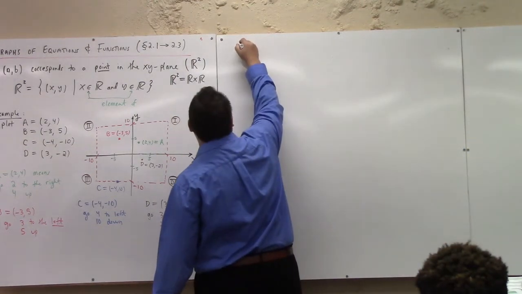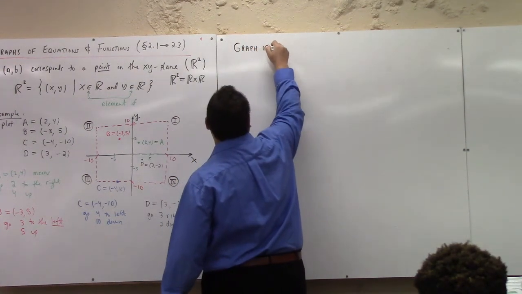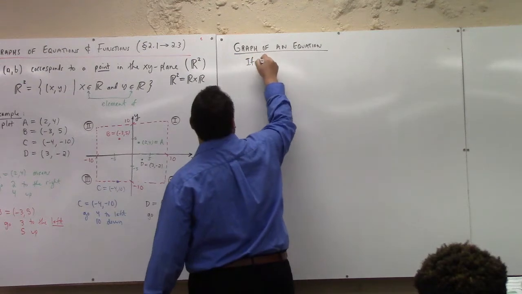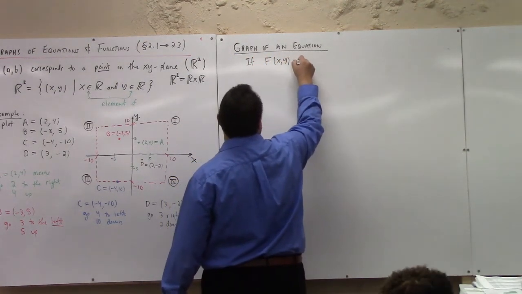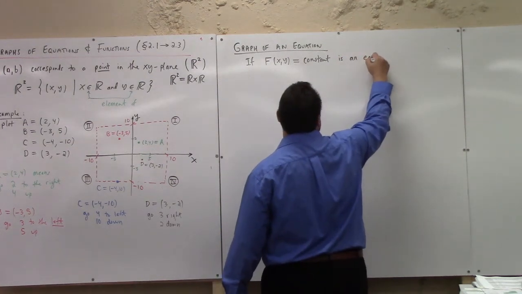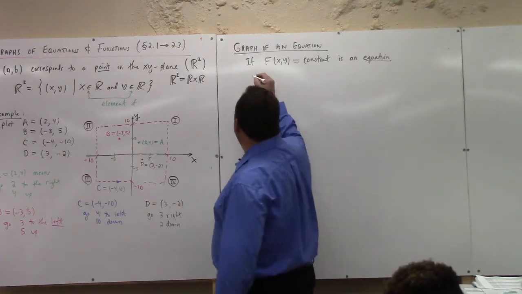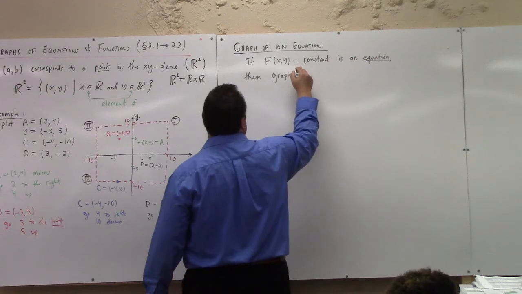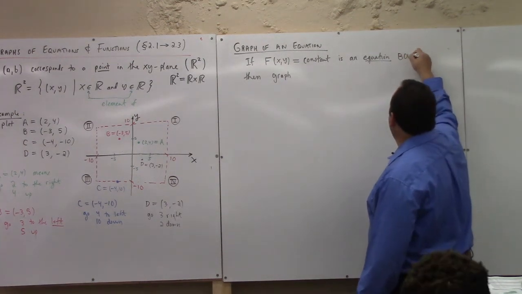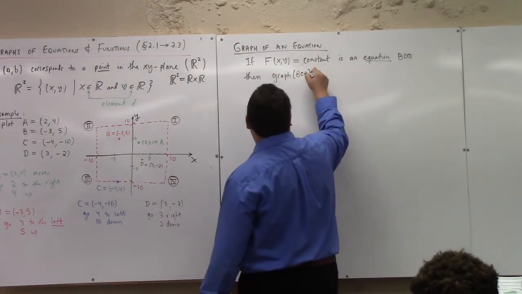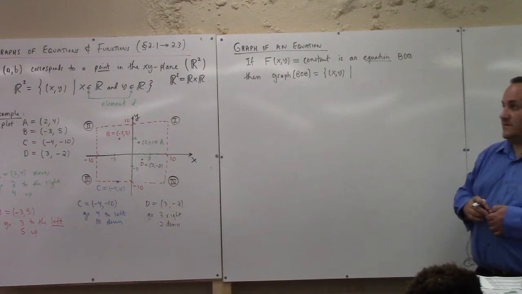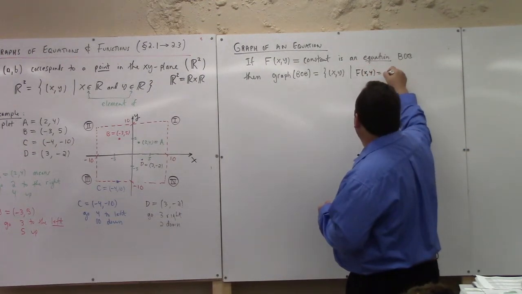So what is a graph of an equation? Right? So if, let's say, f of x comma y equals a constant is an equation, right? Then the graph, let me call this equation, I'm gonna need to give it a name. What do you guys want to call it? Let's name it Bob. There we go. The graph of Bob, what is that? It's x and y such that what? Such that the equation holds true, right? So in this case, such that f of x comma y equals that constant, right?